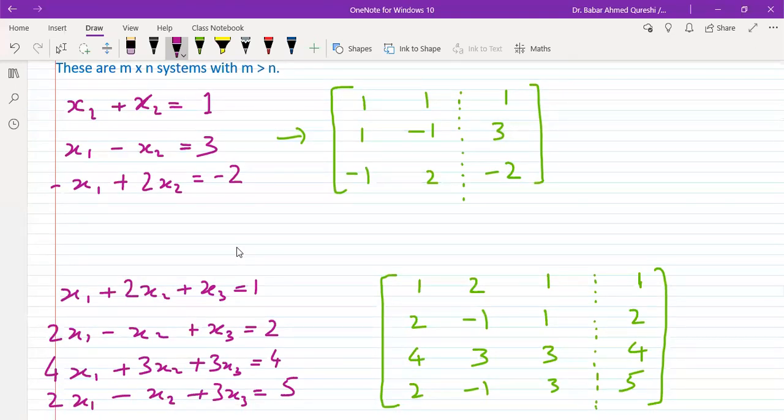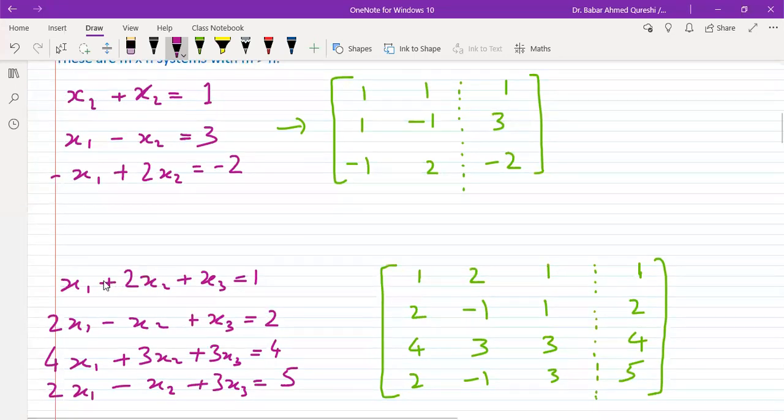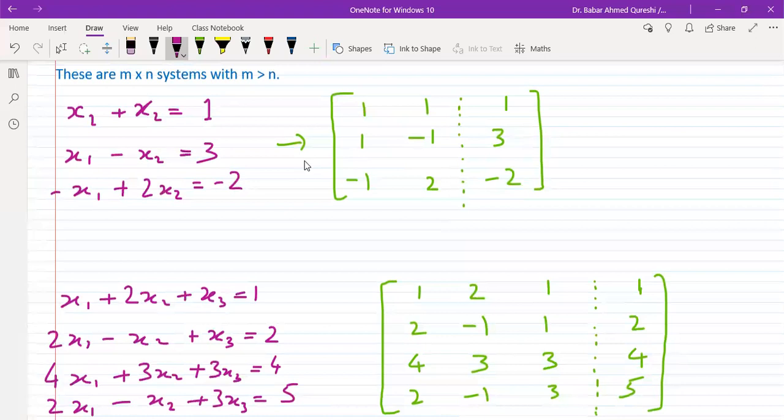So you have m by n systems, m equations, n variables. Like in the first example, you have 3 equations and 2 variables. In the second example, you have 4 equations and 3 variables. So correspondingly, in the augmented matrix, you have here 3 rows because that's the number of equations, and 2 columns in the coefficient matrix. And then again, as always, you add an extra column for the constants on the right hand side.